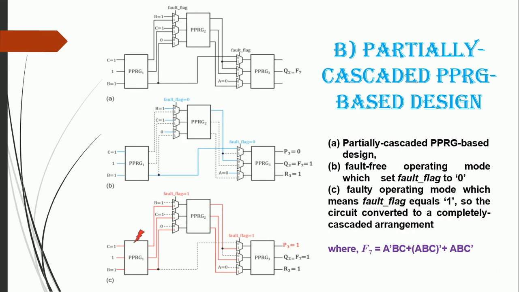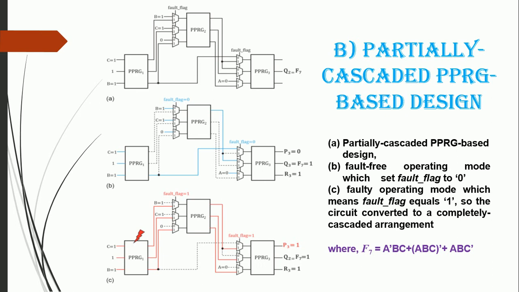The last part is the partially cascaded PPRG based design. We have muxes which are used here. As I told before, muxes are used for designing partially cascaded PPRGs. If the fault flag is 0, it indicates that it is in the fault-free state. If the fault flag is set to 1, we will say that it has some fault in the design.